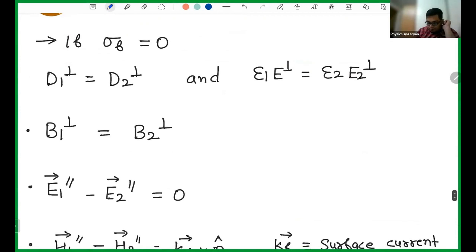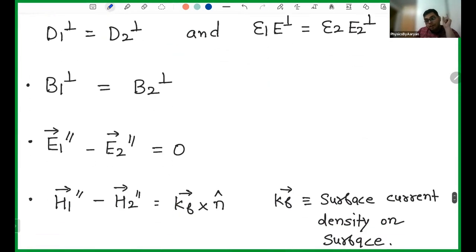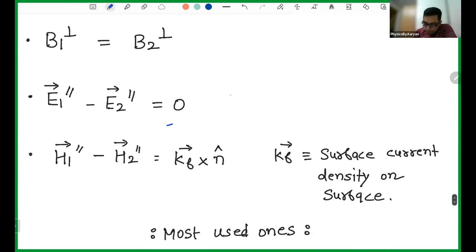Okay. So this is the situation if your charge density is 0. However, the magnetic field perpendicular component is always continuous. Does not matter if you have charge, if you have current, whatever you have. If your boundary has charge or current, your perpendicular component of magnetic field will always remain the same. Similarly, your parallel component of electric field will always remain the same. Does not matter if you have charge or current.